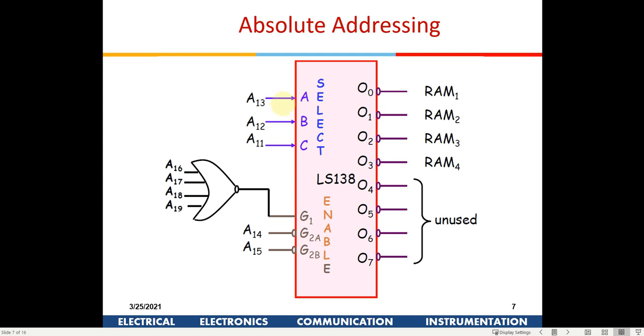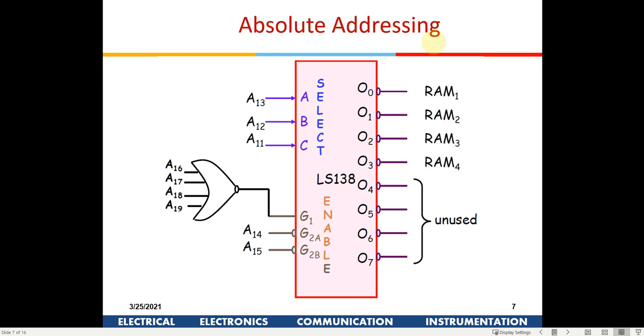Whereas this chip requires 3 inputs, so A13, which is assumed to be 0. This has to be 0, and these are also zeros. So we can give the rest of the input signals into a NOR gate and put it into G, and this we can give directly. So accordingly, one of the 4 RAMs will be selected as per the address we are at. So this is known as absolute addressing.